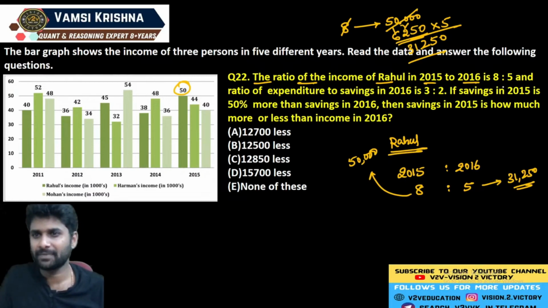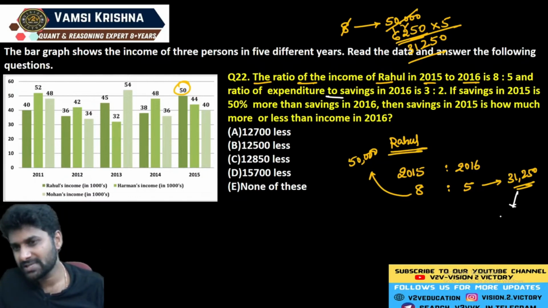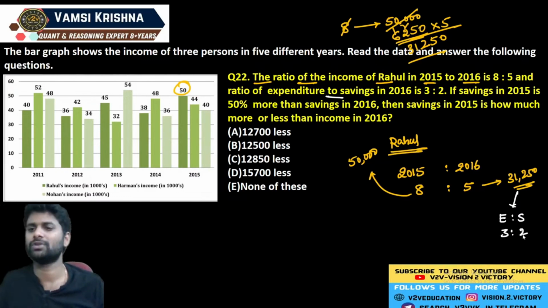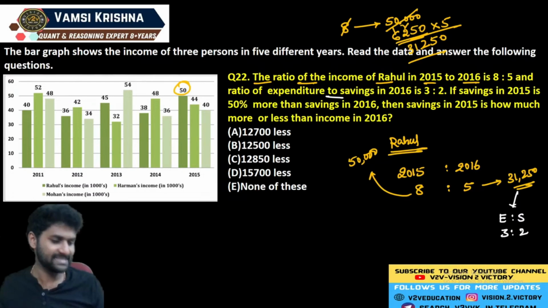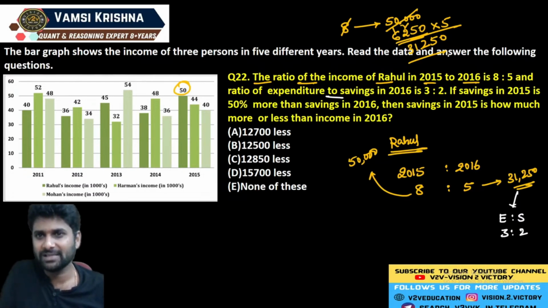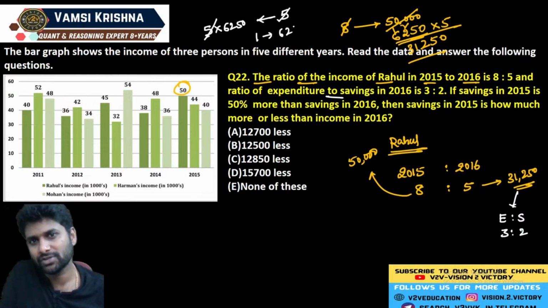Now go through the next data. The ratio of expenditure to the savings in 2016. Expenditure to the savings is exactly equal to 3:2. You already know that income means expenditure plus savings. If it is 5 rupees of income, 3 rupees is expenditure, 2 rupees is savings. Now again you can compare, guys. Here 5 units is 31,250, a multiple of 5 into 6250. If total income is 5 units, each unit is exactly equal to 6250.